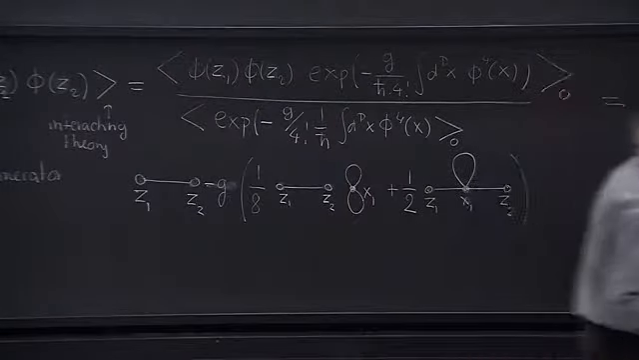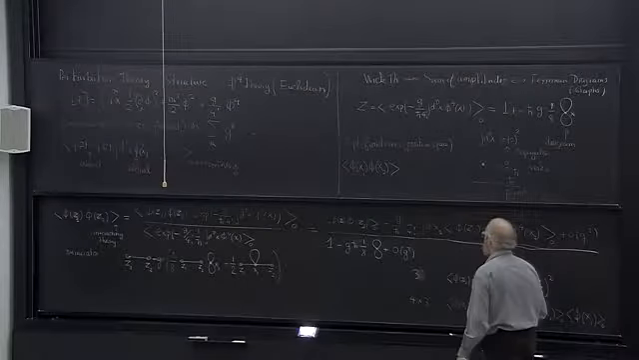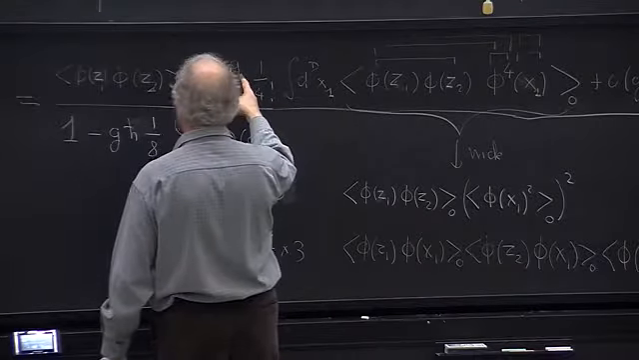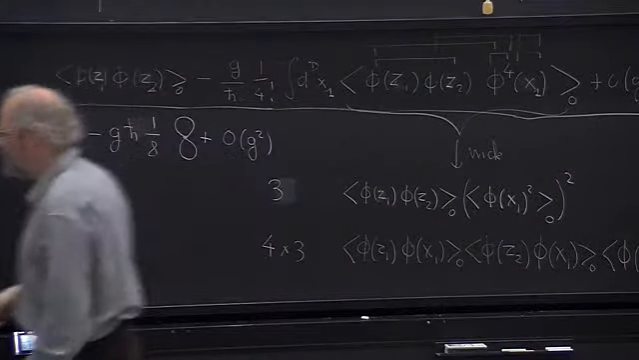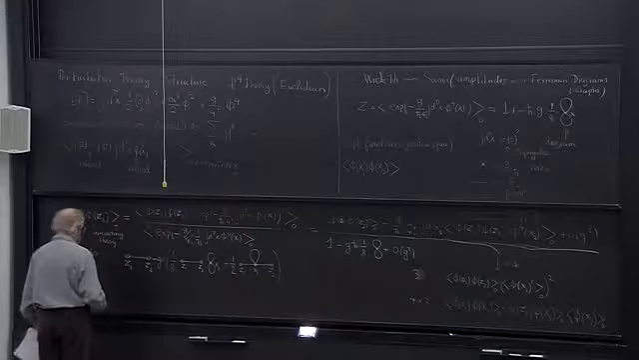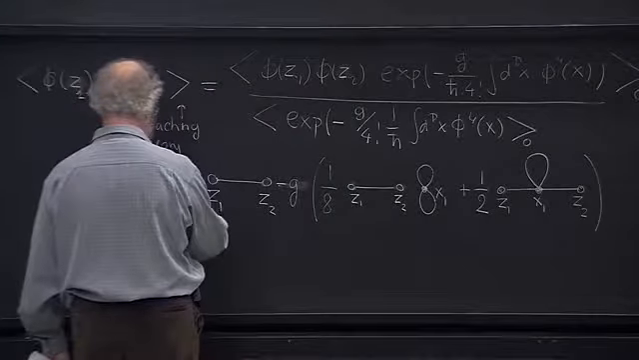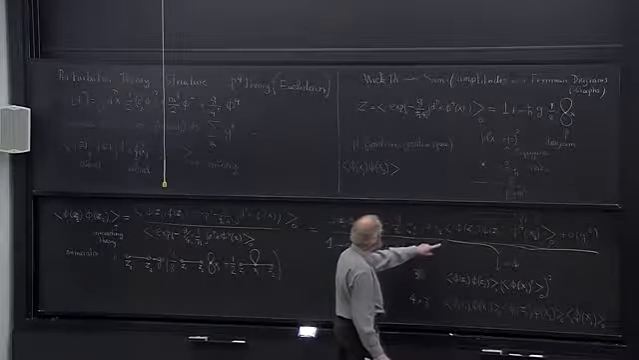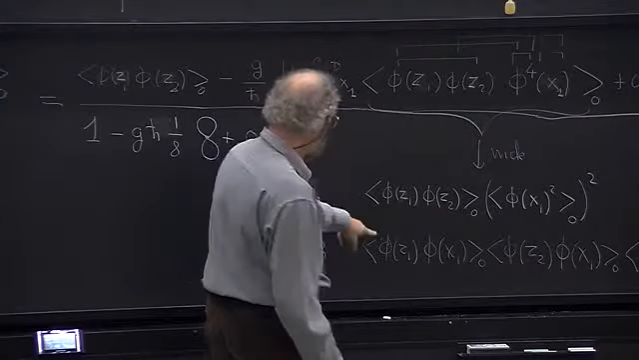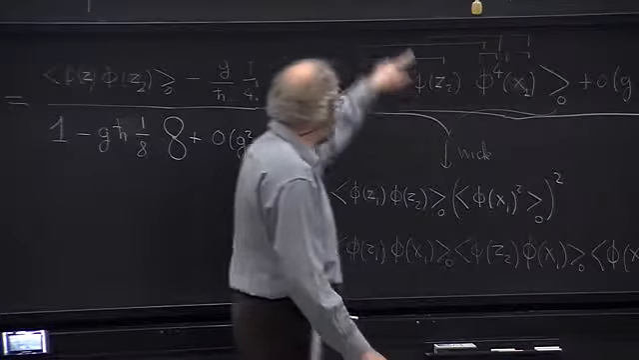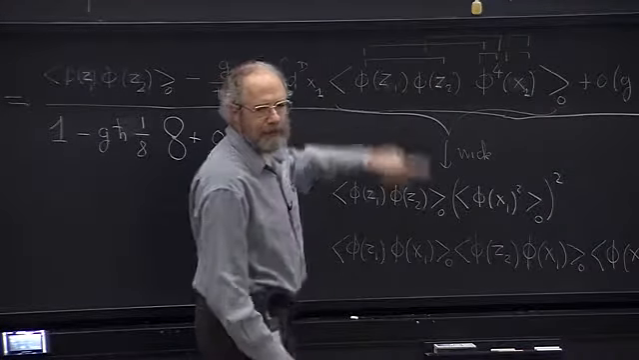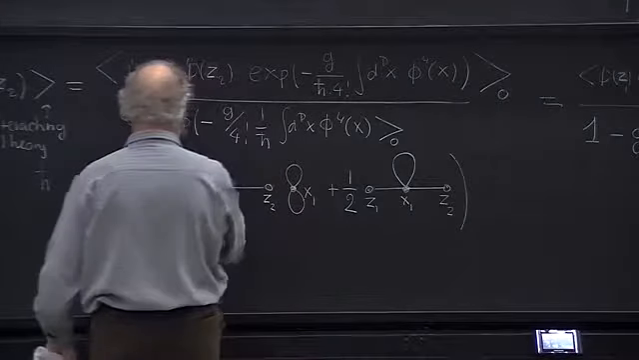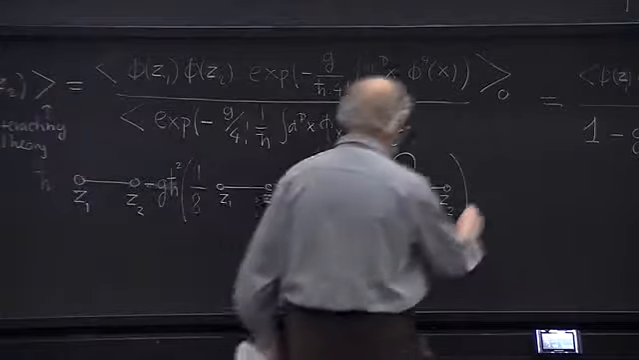And how many h bar do you have? This one was a factor h bar. And this one has a factor 3 h bar because you have 3 propagators, and you have a 1 over h bar because you have 1 vertex, so you get a factor h bar squared. Okay, sorry.